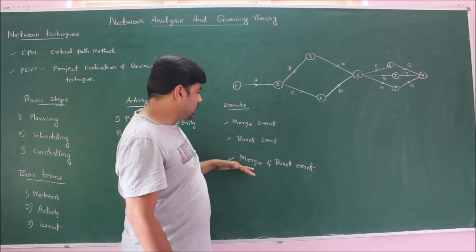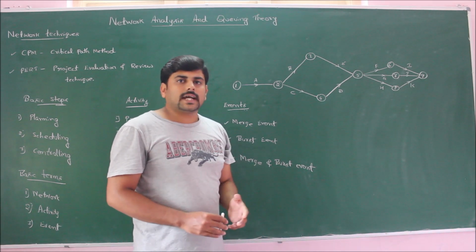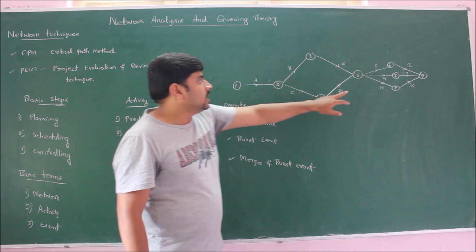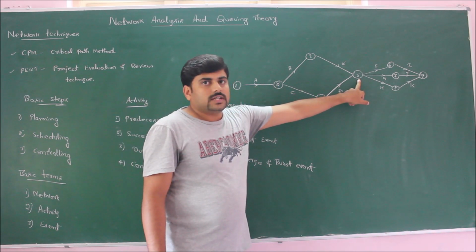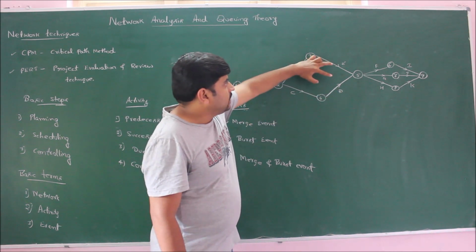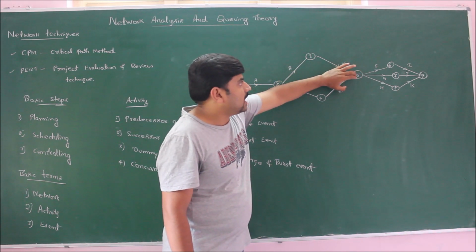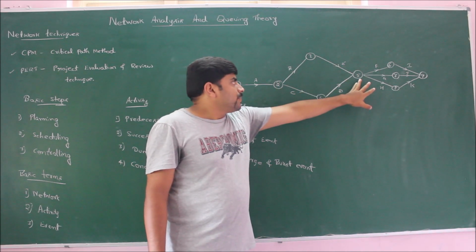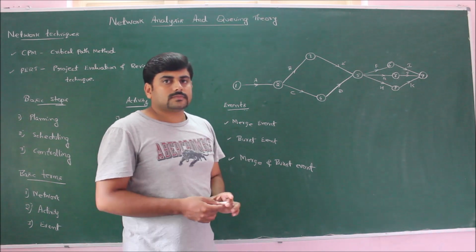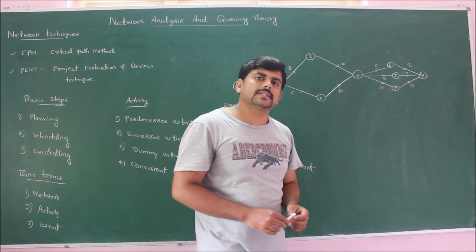And coming to the last one, that is merge and burst event, as the name itself indicates, it consists of both merging and bursting. If you observe in this network, event 5 is an example of a merge and burst event, because activity E and D are merging, whereas activity F, G, H are bursting. So event 5 is a very good example of a merge and burst event. This is the further classification of activities and events.